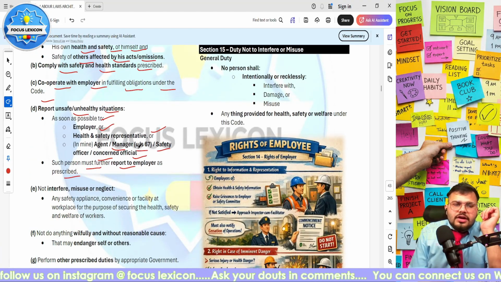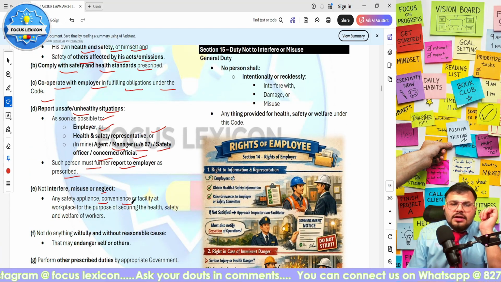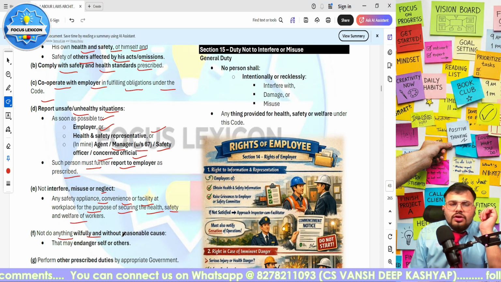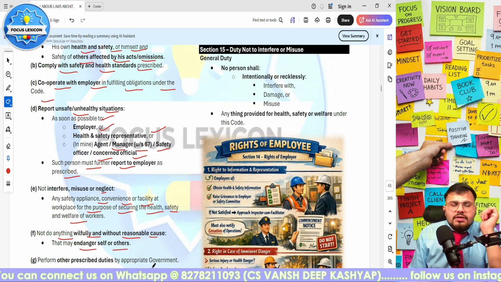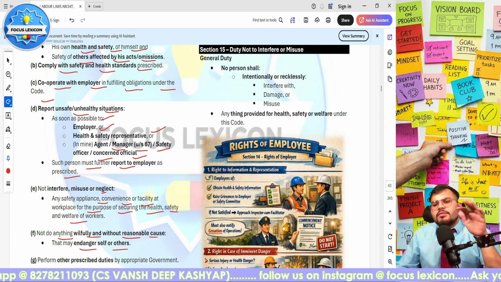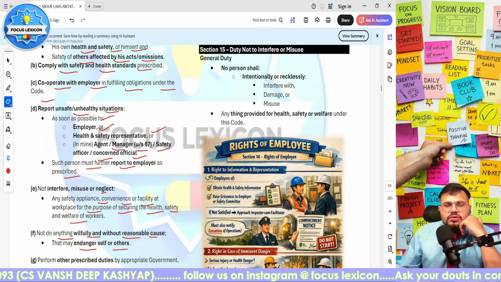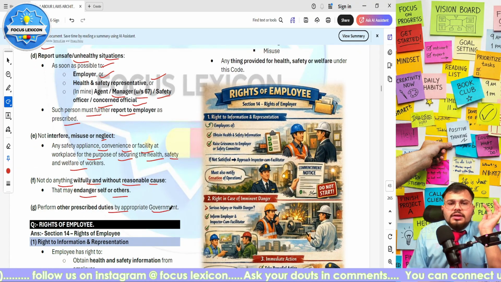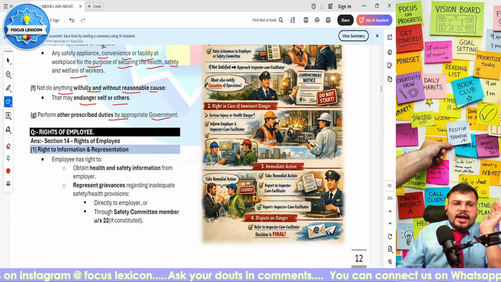Next, not to interfere with, misuse or neglect any safety appliances, conveniences or facilities at the workplace provided for securing the health, safety and welfare of the workers. Not to do anything willfully or without reasonable cause that may endanger self or others. He should be worried about his own safety and also the safety of his co-workers. He should not put anyone in trouble. Perform other prescribed duties by the appropriate governments. Now, what are the rights of employees?